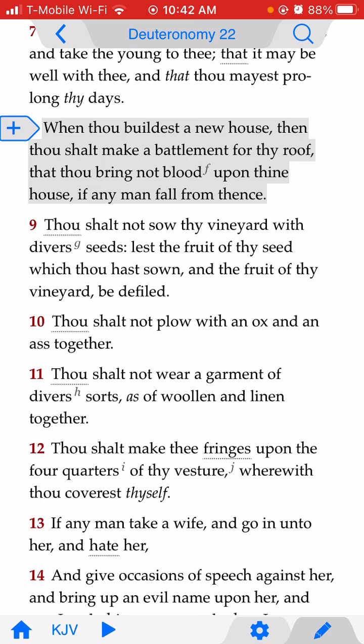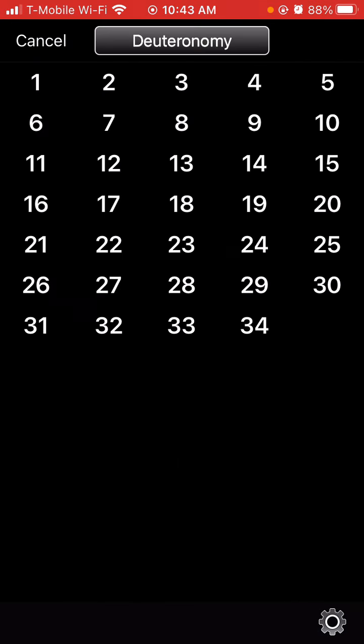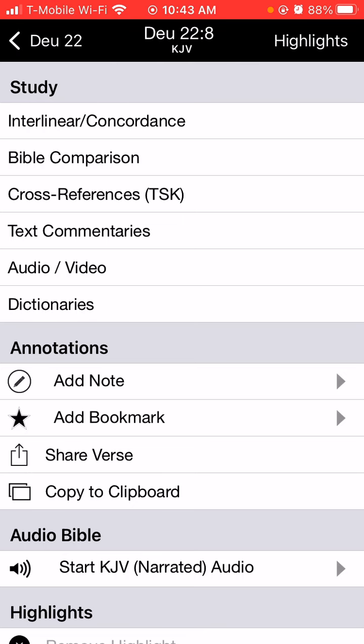It says, when thou buildest a new house, then thou shalt make a battlement for thy roof, that thou bring not blood upon thine house, if any man fall from thence. So what is this going into? It says, when you're building a new house, this is a commandment, then thou shalt make a battlement for thy roof. So what's a battlement? We have to look this stuff up. Now, I want to go into the Hebrew first for that word, Deuteronomy 22 and 8.